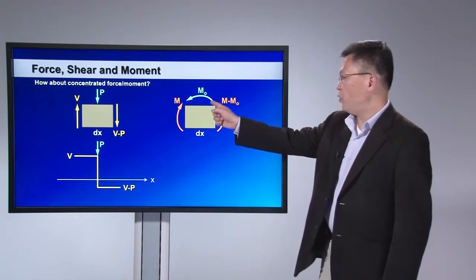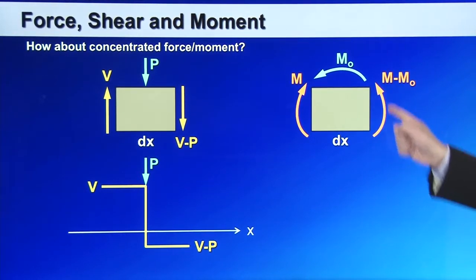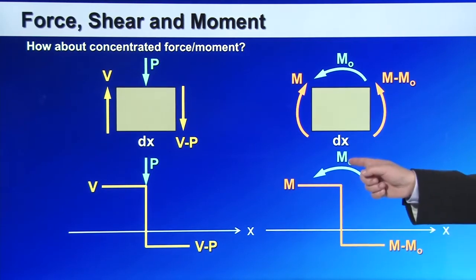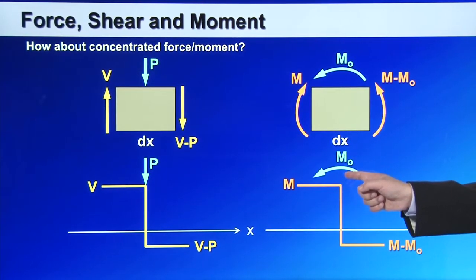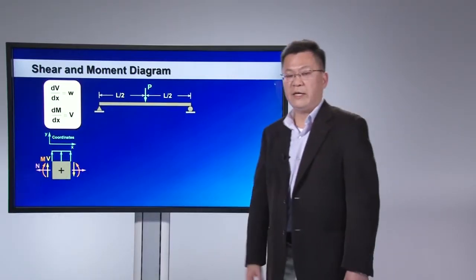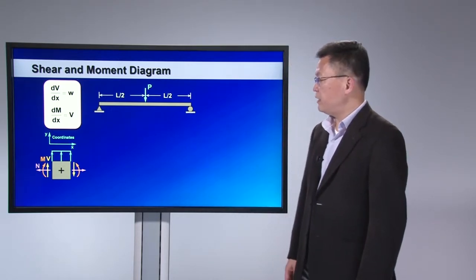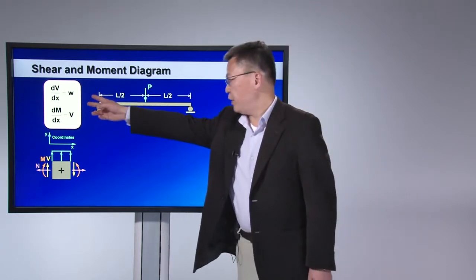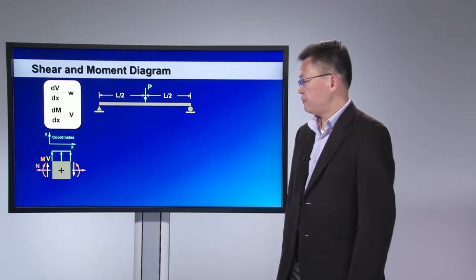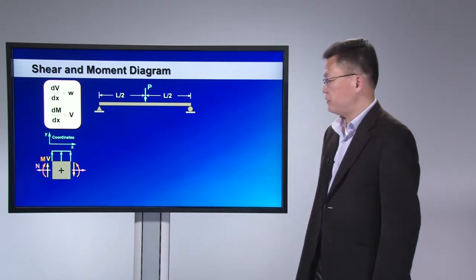Similarly, for concentrated moments, the effect of the concentrated moment is going to be reducing the moment on the right-hand side. So graphically, again, the result of the concentrated moment is to cause a moment jump in the moment diagram. So let's put all these together and use a simply supported beam as an example. I want to illustrate to you how we can use the equations to draw the shear force and bending moment diagrams. Here's the sign convention that we follow, and here is the coordinate system that we use.